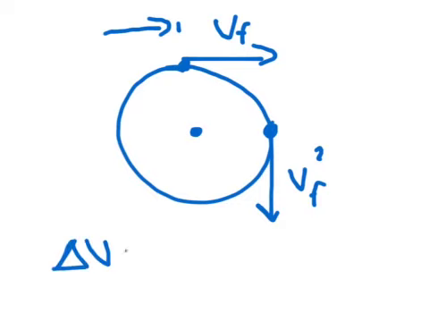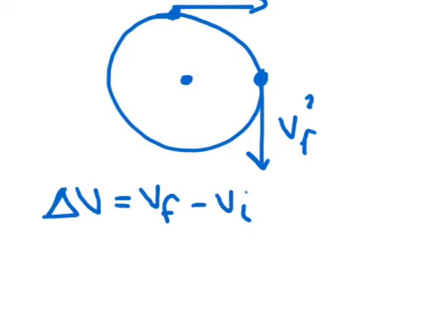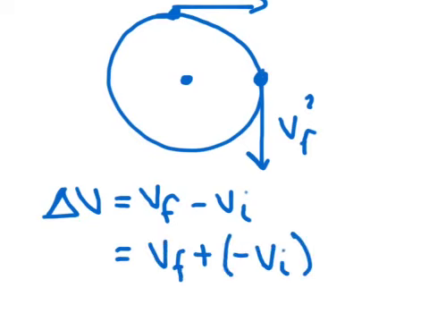to find the change in velocity, which is the final minus the initial, which is also the final plus the negative of the initial. When we find the change in velocity, that'll show us the direction of the acceleration, because the direction of the acceleration is the same as the direction of the change in velocity, which makes sense because your velocity is a vector quantity which has both magnitude and direction, so the change in direction is important.